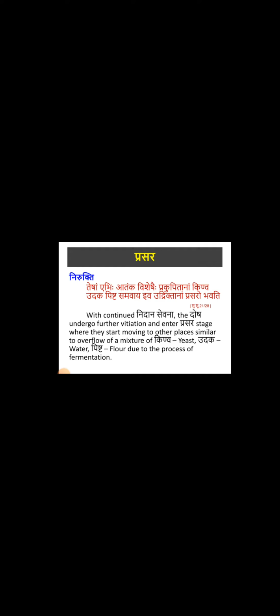तेषाम् एभिः आतङ्कविशेषैः प्रकुपितानां किण्व उदक पिष्ट समवाय इव उद्रिक्तानां प्रसरो भवति. With the continued nidana, as I told you now, the dosha undergo further vitiation and prasara stage, that is the prasara stage, where they start moving to the other places. The spillage of the dosha will be there, or overflow of a mixture of kinva or yeast, udaka or water, or pishta or the flour because of the fermentation. So this is what he is telling here.